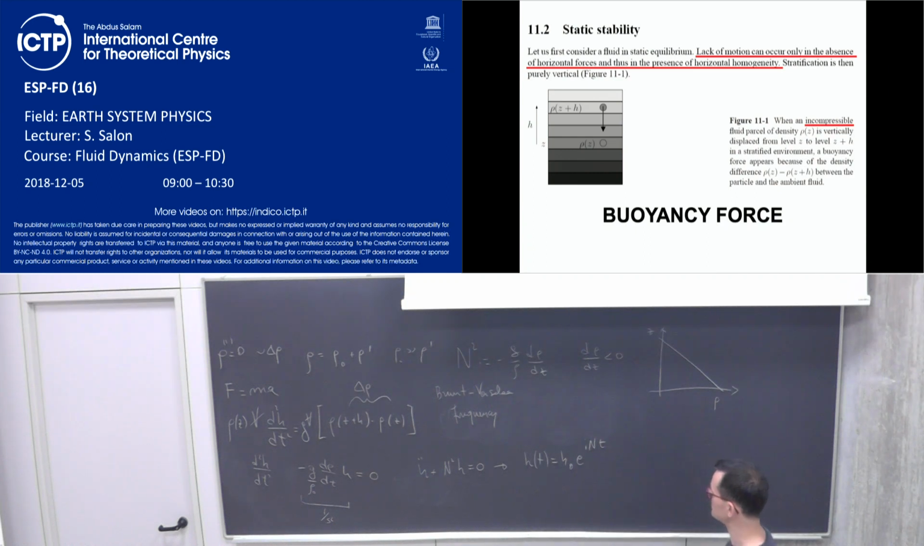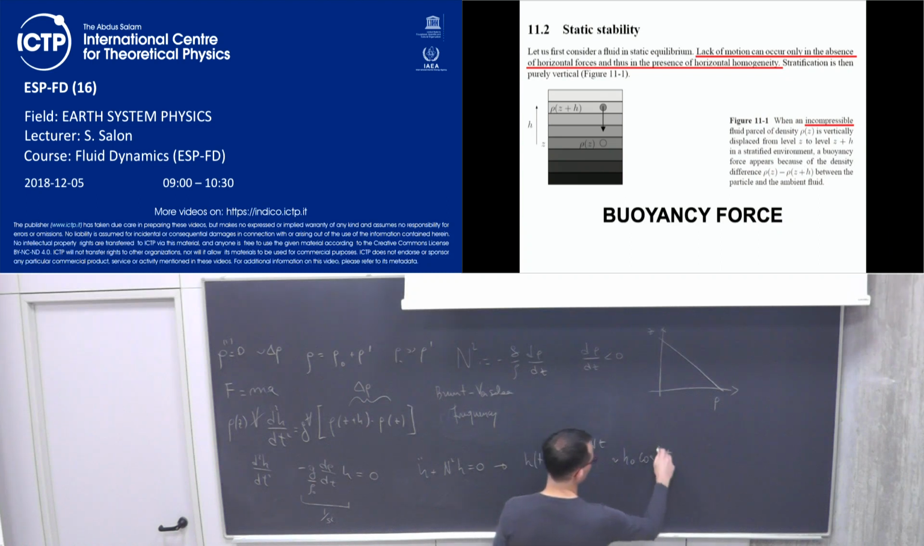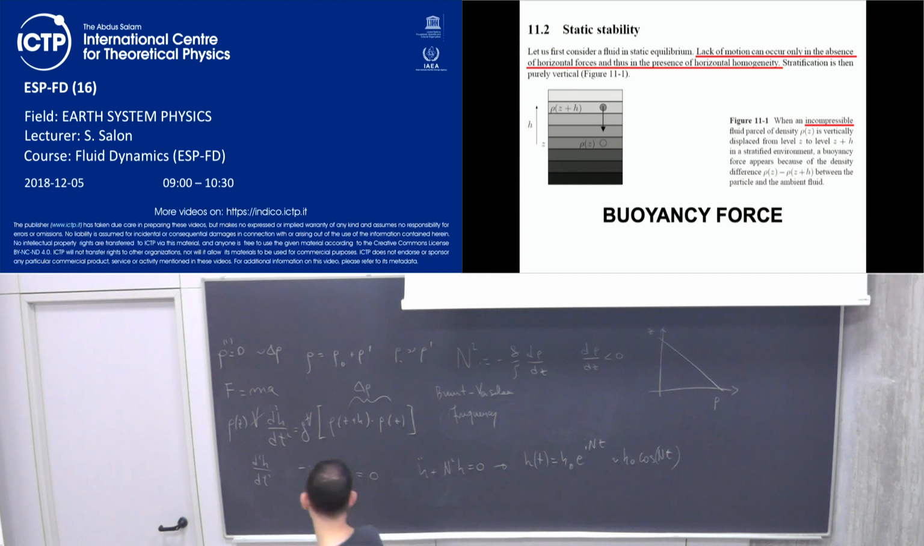So this is the solution, okay? Which means that I will have, in the real part, H0 cosine of n t. That's why, of course, n becomes a frequency, which is actually the square root of this term here. Well, very interesting. So it means that our intuition actually was correct.